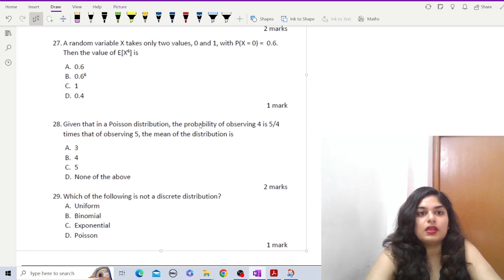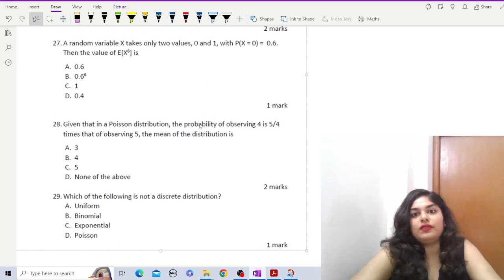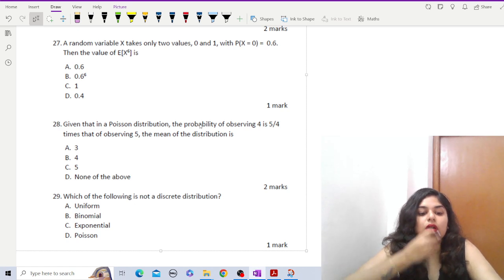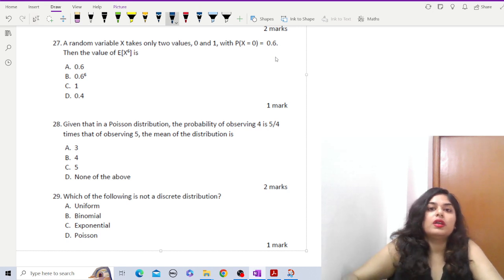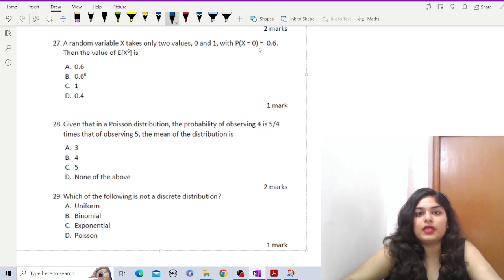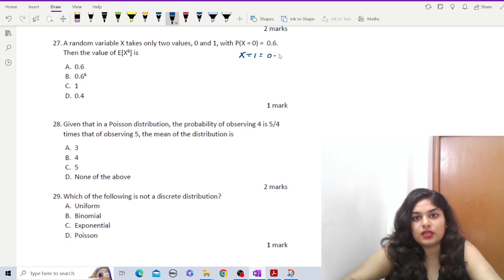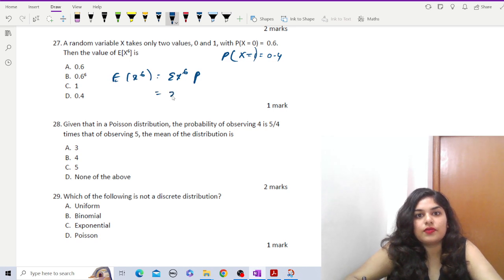27. A random variable x takes only two values 0 and 1 with probability 0.6 for 0. Then the expected value of x to the power 6 is how much? Okay. If there are only two values, and the probability of x equal to 0 is this, then the probability of x equal to 1 is definitely 0.4, right? So it's very easy. The expected value of x to the power 6 is summation x to the power 6 into probability. So it is 0 to the power 6 into 0.6 plus 1 to the power 6 into 0.4, so the answer is 0.4.